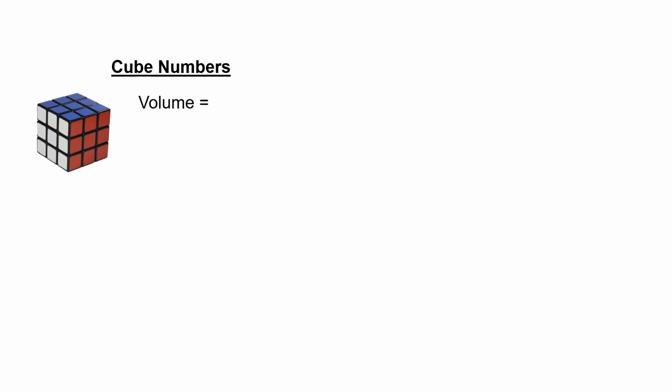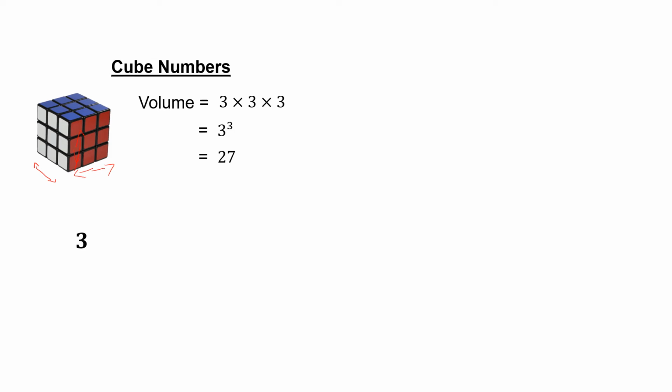So volume is where cube numbers become quite helpful. So in this example of the Rubik's Cube, it has 3 by 3 by 3, which is going to give it 27.